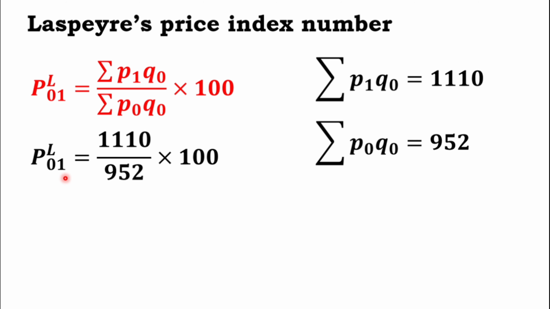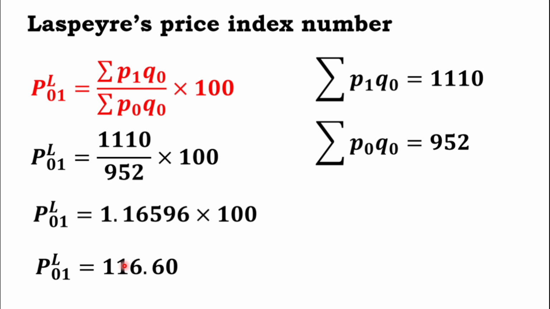P01 L is 1110 divided by 952, which will give 1.16596, multiplied with 100. 1.166 multiplied with 100 will give 116.60. That is the price index number solved for Laspeyres.